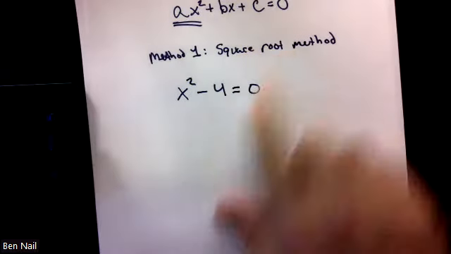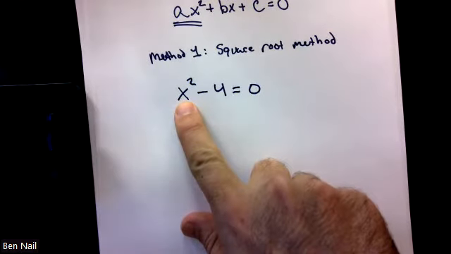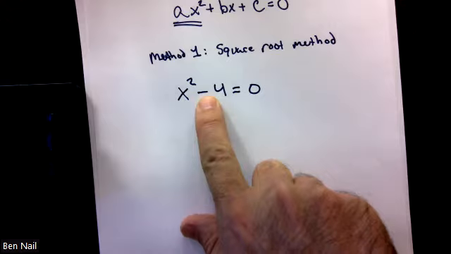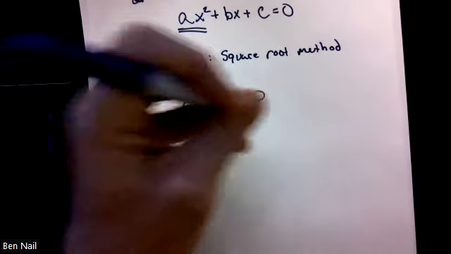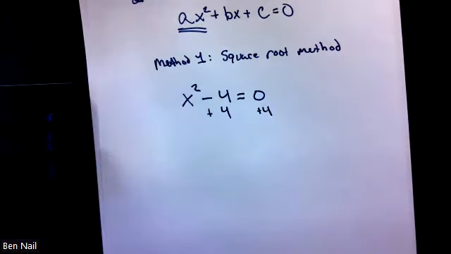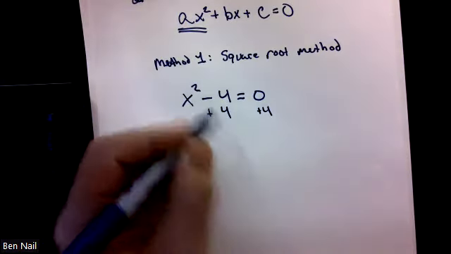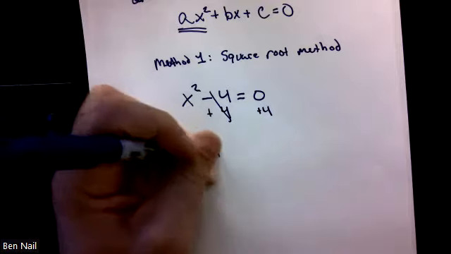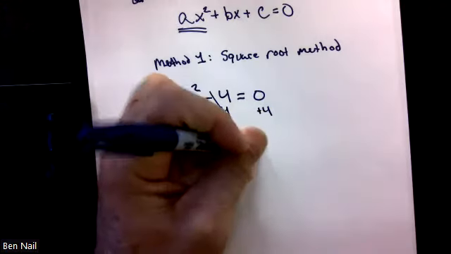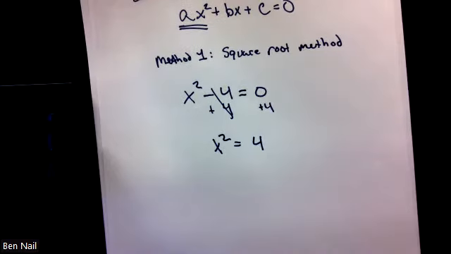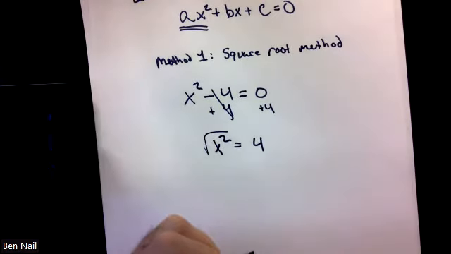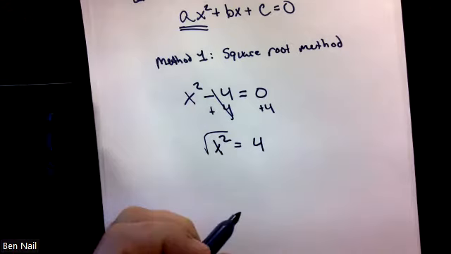For the square root method, you want to isolate the squared portion. So basically what we're going to do is move this -4 over to the other side. Remember, in math, if you want to move something, you've got to do the opposite. So if we want to get rid of this -4, we're going to add 4. So x squared would equal 4. And again, in solving equations, if you want to get rid of something, you do the opposite. The opposite of squaring something is to square root, hence the square root method.